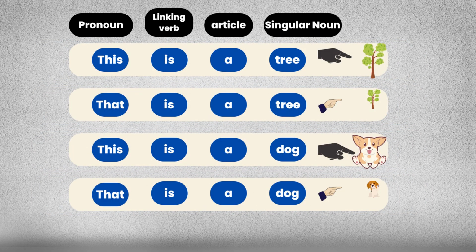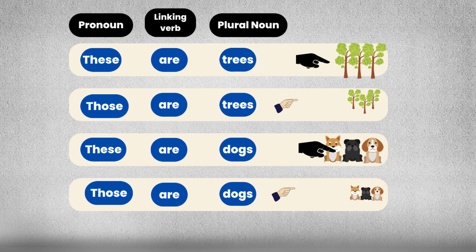Now let's use demonstrative pronoun and noun together to form a sentence. Now, sentences formed with the help of pronoun will be like this. This is a tree. That is a tree. This is a dog. That is a dog. These are trees. Those are trees. These are dogs. Those are dogs.